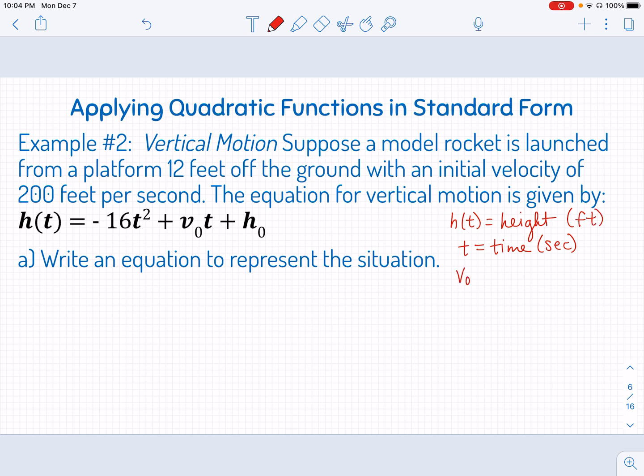V sub o is the velocity when time is equal to 0, which could be more simply just said initial velocity. And I'm sure in a science class at some point you've had to identify your variables, so this is probably not new to you. H sub o is height when the time is equal to 0, or initial height.